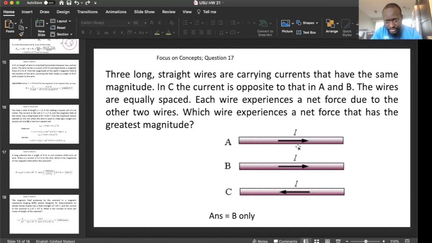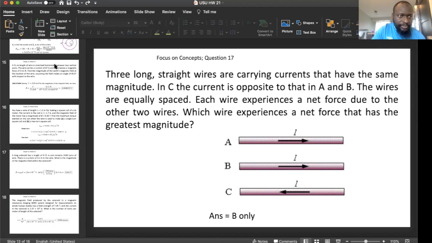So in opposite directions, they repel. B is going to repel C, A is going to repel C, but the repulsion from A is not as big as the repulsion between B and C because of the distance. So you have to always worry about the distance of separation. So B is the correct one, because it has the shortest distance with two forces summing together. So it's going to be the highest one.